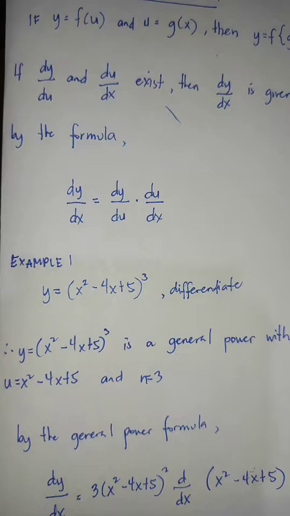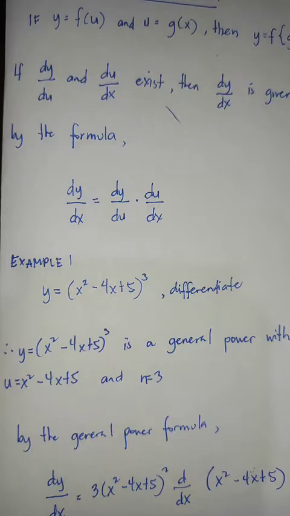Derivative ng labas times derivative ng loob. So, dito, y is equal to quantity x square minus 4x plus 5 cube. So, ang labas mo dyan is yung naka-cube. Diba? So, kukunin mo yung derivative nun using yung power function. So, bababa ko yung 3. And then, kokopyahin ko yung x square minus 4x plus 5. Pero, diba, magma-minus 1 ka sa exponent. So, magiging square na lang yan. Kaso, yan yung derivative ng labas. I-multiply mo pa siya sa derivative ng loob.